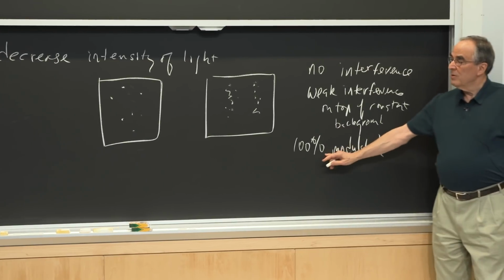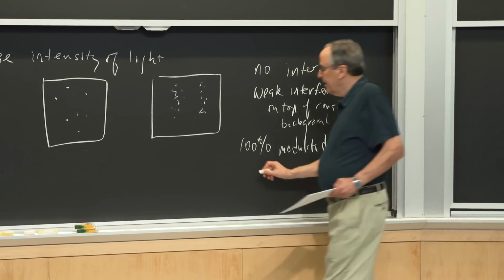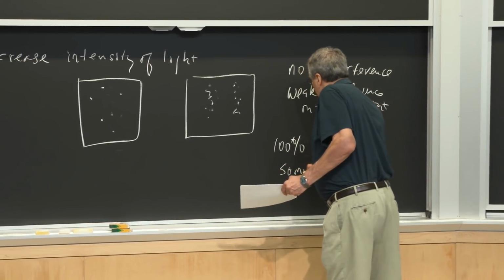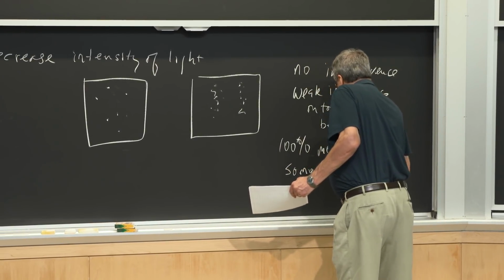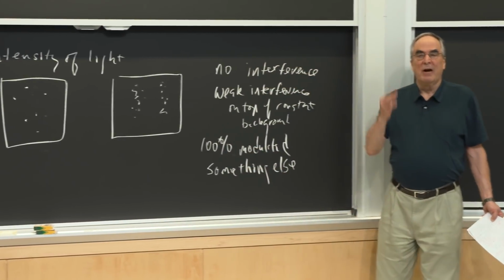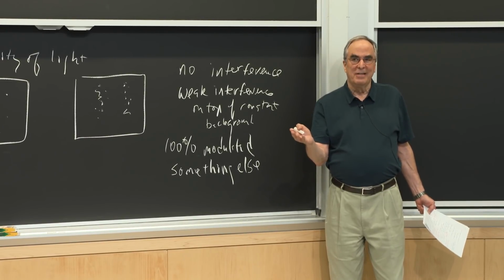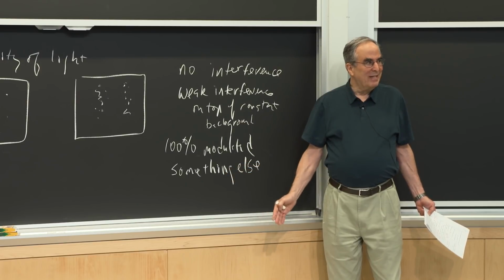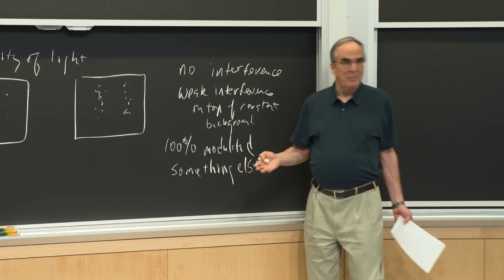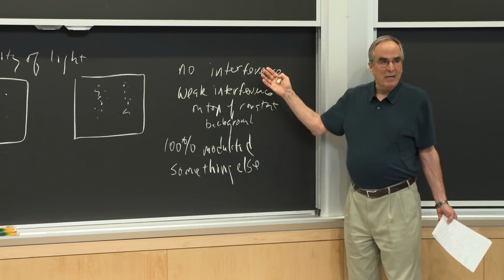Now we get this 100% modulated interference structure, and the last thing is something else. So now you have to transport yourself back in time to around 1910. You haven't heard this lecture, but you do know what the experiment is. And so what would you expect?